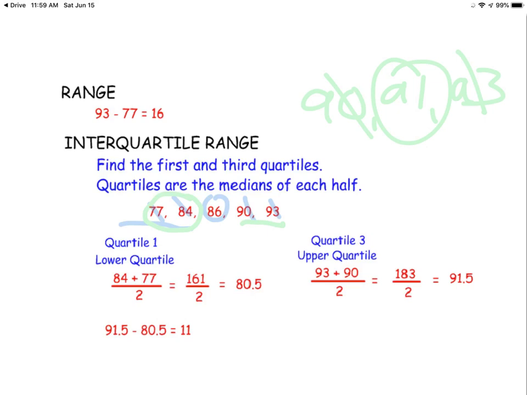Once you have the values for the lower and the upper quartile, or quartile 1 and quartile 3, to find the interquartile range, it's very similar to the actual range. You just have to subtract the maximum value, which in this case would be the quartile 3 or the upper quartile, from the lower quartile or quartile 1. So my quartile 3 is 91.5 and my quartile 1 is 80.5. So I'm doing the subtraction, which is 91.5 minus 80.5, which gives me an 11. So the interquartile range is 11.